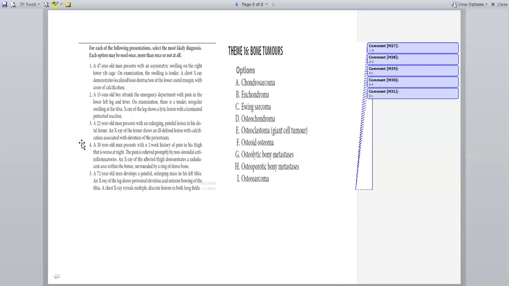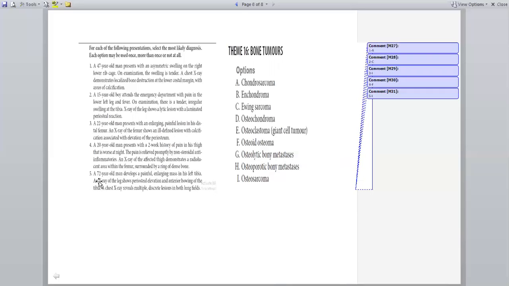Answer is C. A 22-year-old male presents with an enlarging painful lesion in his distal femur. An X-ray of the femur shows an ill-defined lesion with calcification associated with elevation of the periosteum. So the age is 22 years old, so extreme of age, and there is a periosteal reaction in the X-ray. So this is the scenario for osteogenic sarcoma. Our answer will be I.